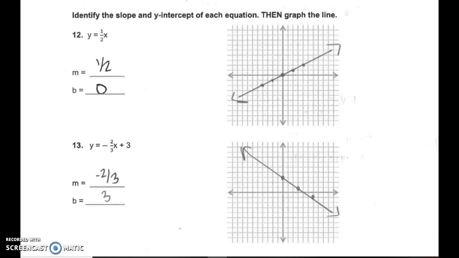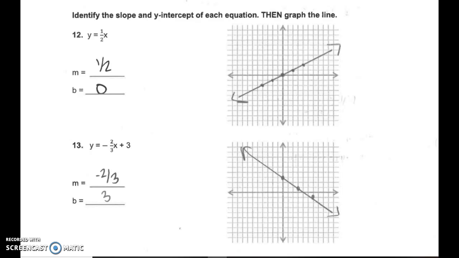So I plot a point at 0, and then I count my slope to find other points. So up 1 over 2, up 1 over 2, or down 1, back 2, down 1, back 2, and then connect those points and make a line.